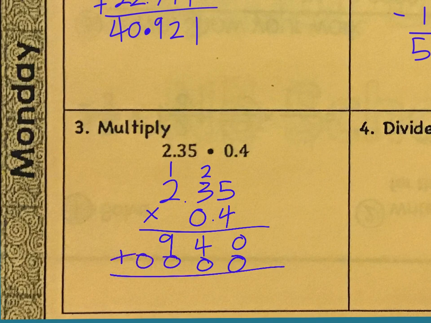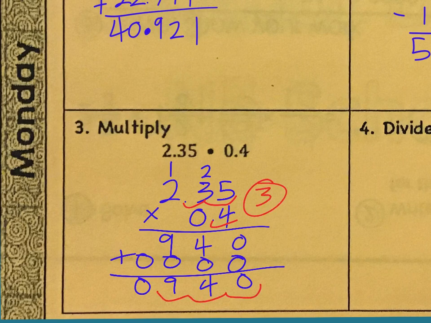Now we add these partial products, 0, 4, 9, 0. And this is what you have to remember with multiplication. If we move the decimal 2 places there and 1 place there, that's 3 total decimal places. So we come down here and go 1, 2, 3, and that is where our decimal goes. So we have 940 thousandths.